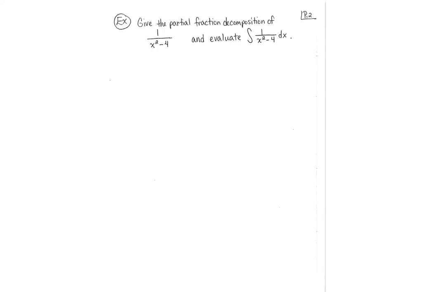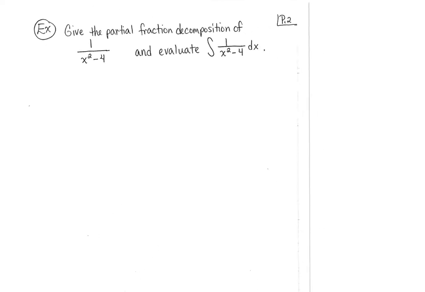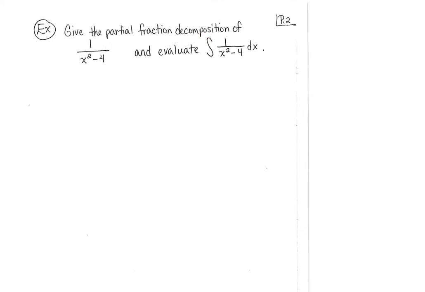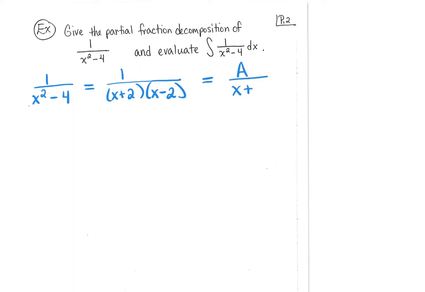Okay, now let's look at an example where we are going to give the partial fraction decomposition of 1 over x squared minus 4, and then we're going to evaluate this integral using that partial fraction decomposition we got. So notice that 1 over x squared minus 4 can be rewritten as 1 over the quantity x plus 2 times x minus 2. Okay, now we know that our partial fraction decomposition is going to be a over x plus 2 plus b over x minus 2.